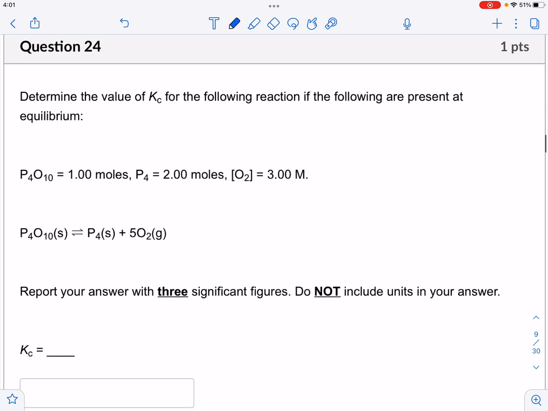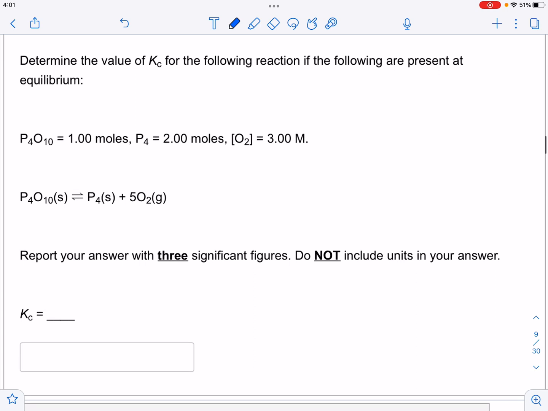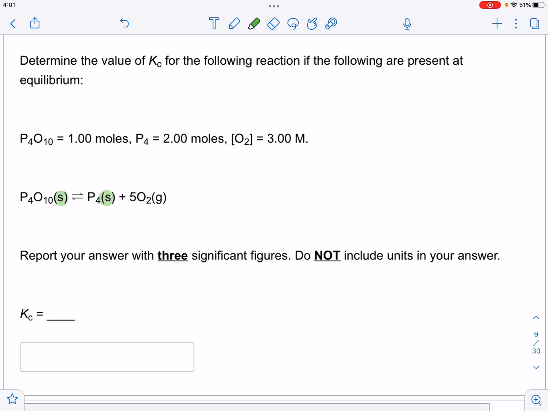Here we have to determine the value of Kc for the following reaction. Things to note in the reaction: you have a solid and a solid, so when it comes to K, you are not considering those. So Kc here will be simply the concentration of O2 to the fifth.